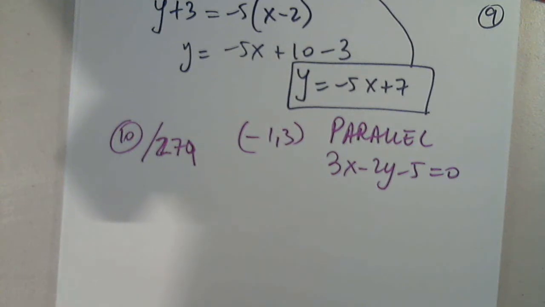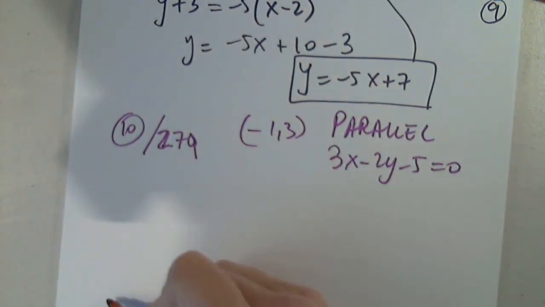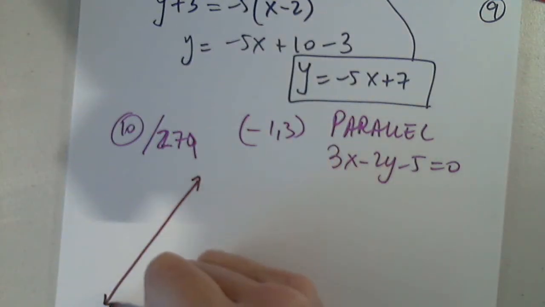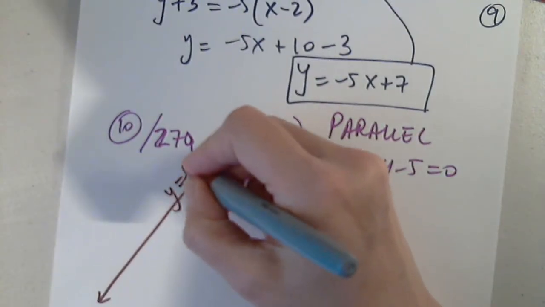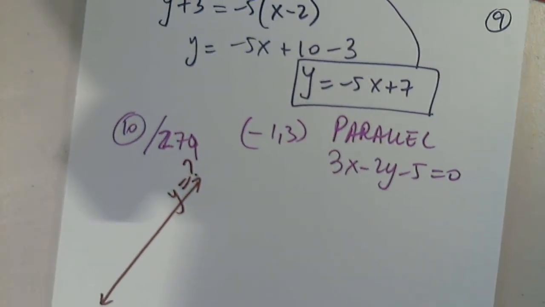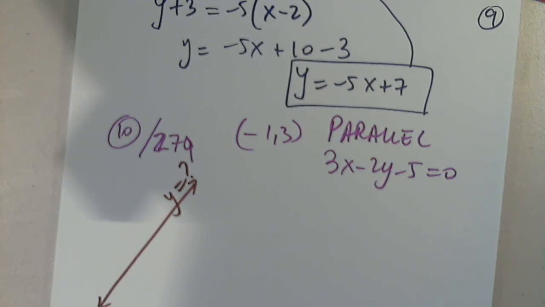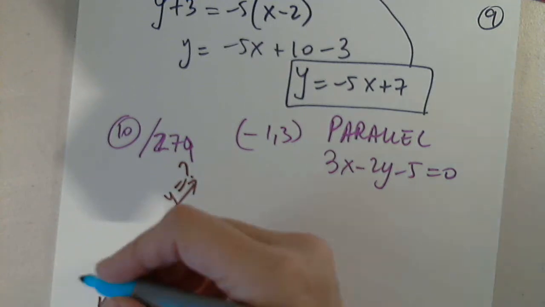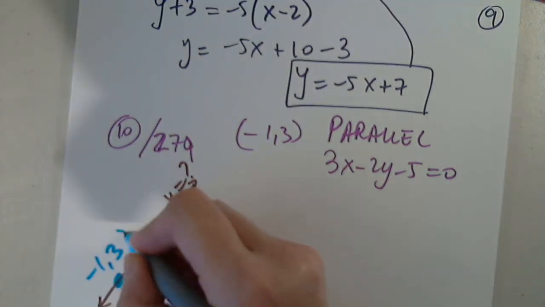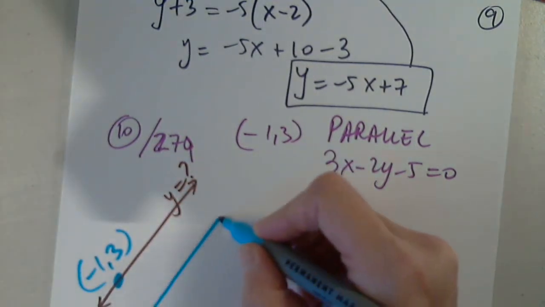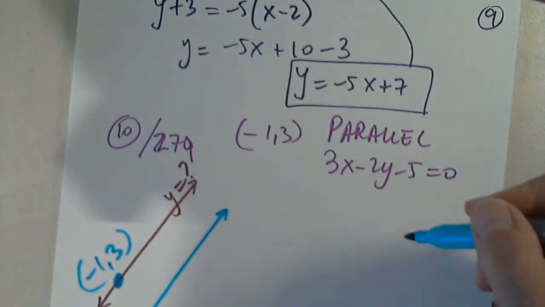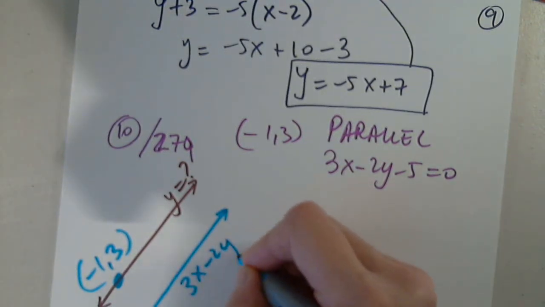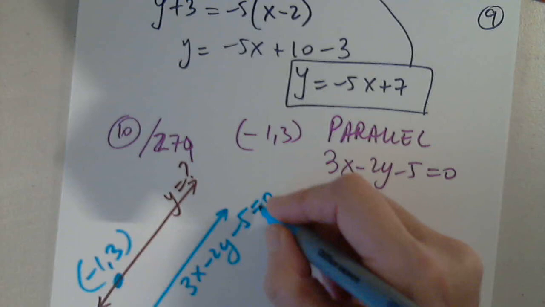Same idea. I'm not graphing anything. I'm just presenting what's behind the problem and what we are asked to do. We have this line whose equation we don't have. But luckily we know two things about it. What? That it passes through this point and is parallel to a line whose equation is 3x minus 2y minus 5 equals 0.